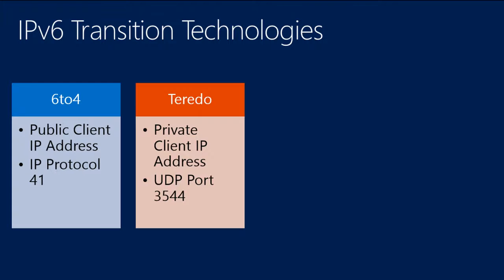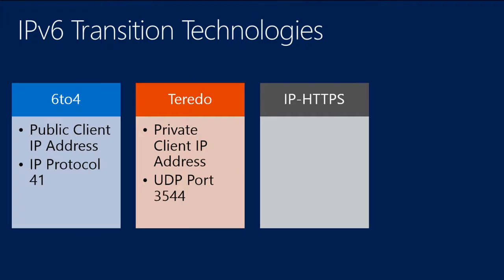So if I have a public IPv4 or a private IPv4 address, I'll use Teredo. The challenge with Teredo is that it requires UDP for transport, and a lot of firewalls block that. So if I have a private IP address and outbound UDP 3544 is not opened, I need another way to tunnel this traffic. Enter IP-HTTPS.